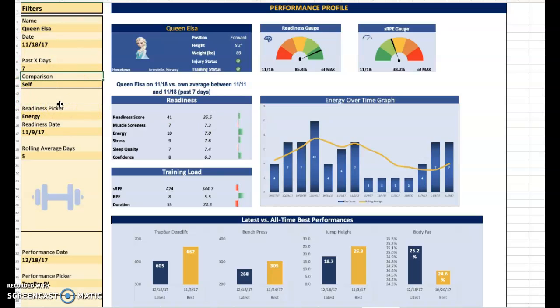Here you will see an indicator gauge of how far above or below their average they are on the given date selected. Green means that they are above the average, red meaning they are below the average. If we see no color, that means they are equal to their average on that date. So on this day, we see a majority of Queen Elsa's metrics are above her average. So this could be beneficial in terms of the athlete pushing themselves and making improvements during this training session.